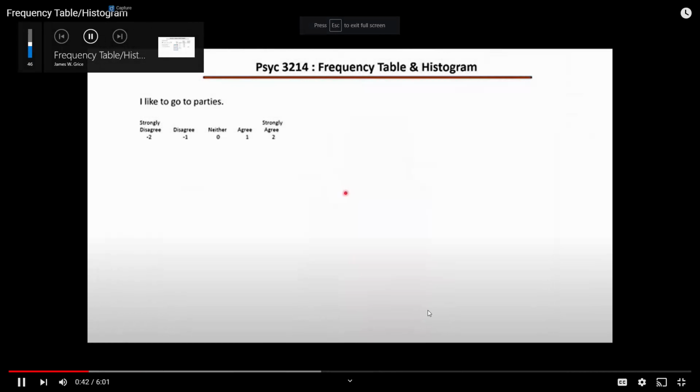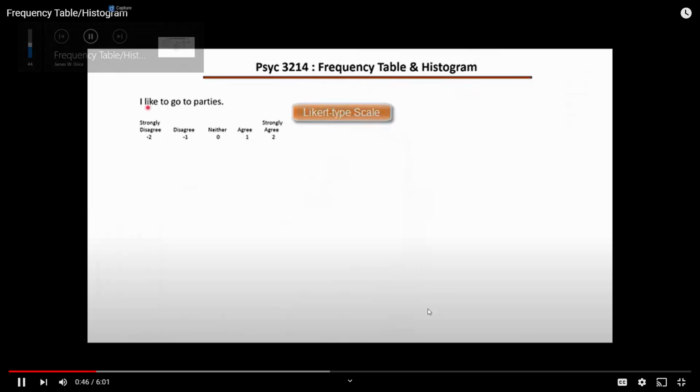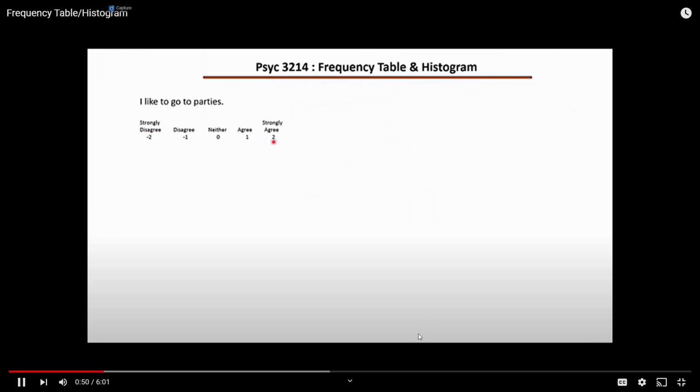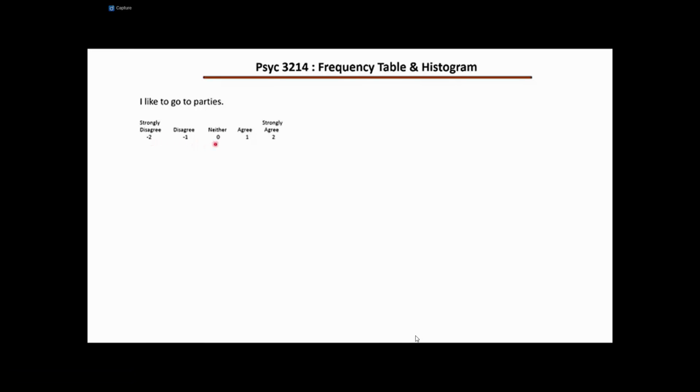For this example, let's consider this Likert type scale item here. The item stem is "I'd like to go to parties," and you can see the rating scale here ranging from -2 to +2, strongly disagree up to strongly agree. It's arbitrary how you number these types of scales. We could number this 1, 2, 3, 4, and 5, or 0 to 4. It really is arbitrary. Here I've just used whole numbers ranging from -2 to +2.